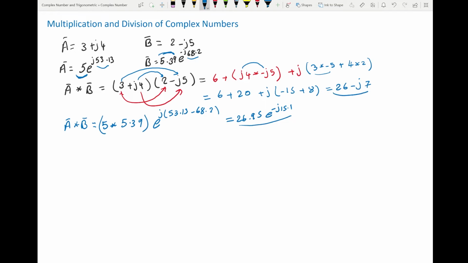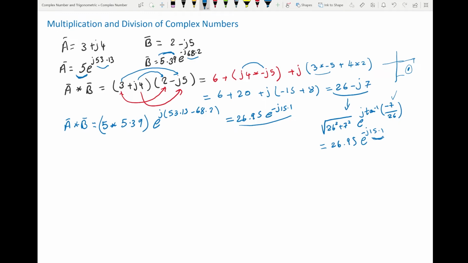Yes. If I find the polar form of this, then it will be the square root of 26 squared plus 7 squared, e^(j tan inverse) of the imaginary, -7, divided by 26. And this equals 26.95 e^(-j15.1). Same thing. Now, if I want to do division, again, division in polar form is much easier.